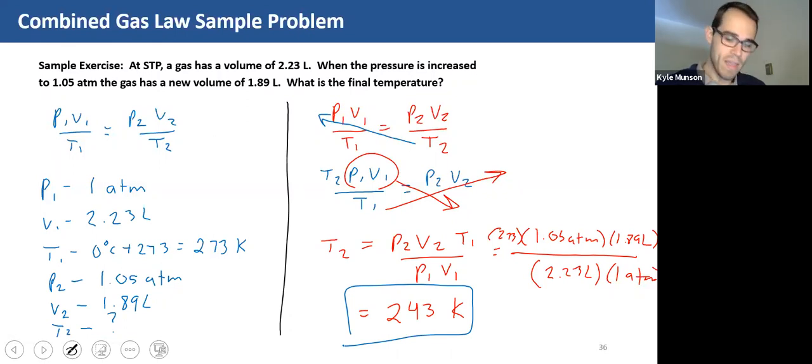Okay, so that's it for this chapter on gases. That's the combined gas law. Make sure to do all the example problems in the homework so that you'll be ready for the quizzes and the tests. Let me know if you have any questions, and I'll see you in chapter 5.